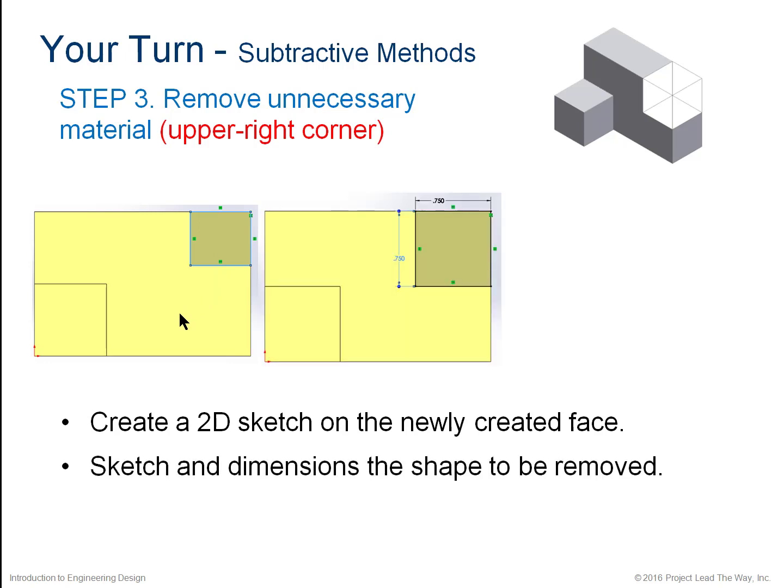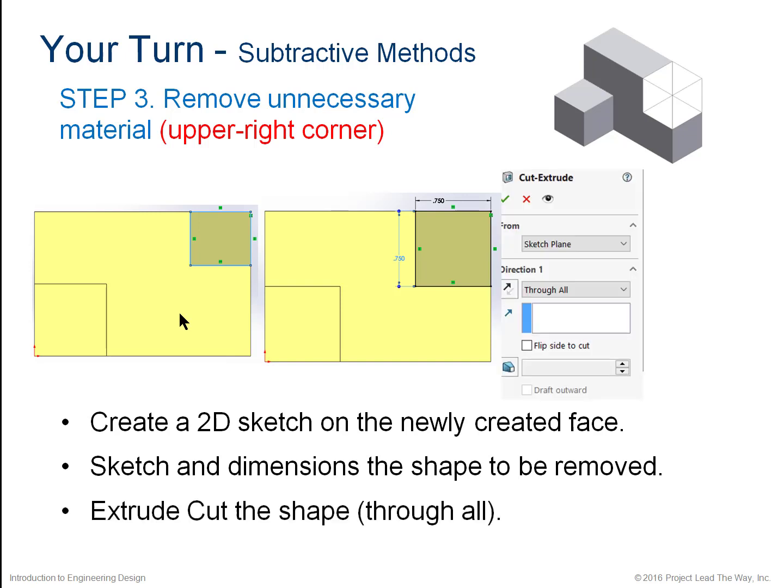Make your sketch, dimension your sketch 0.75 by 0.75, and now do that extruded cut, except you're going to make this one through all, and we're going to cut the square out. So we do not want the flip side to cut checked. We're going to cut out the square, literally.